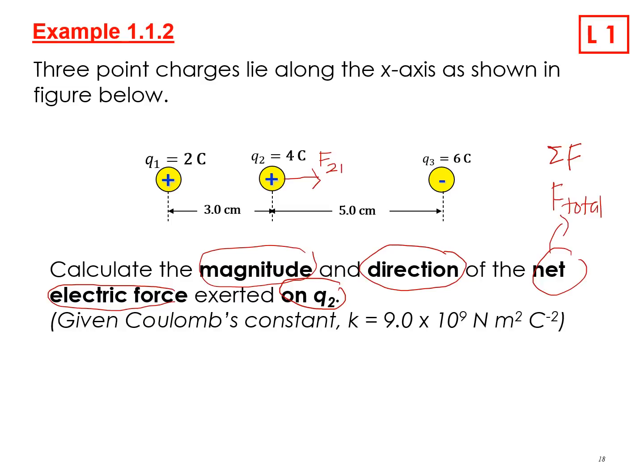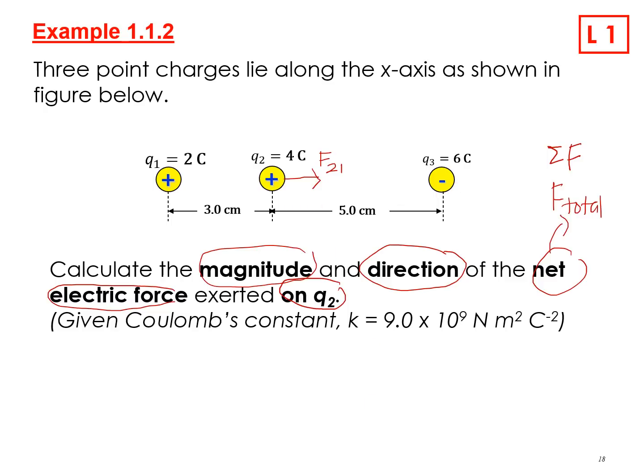How about the electric force on Q2 due to charge 3? You look here, Q2 is positive, Q3 is negative, so opposite charges. What will happen to Q2? Since they are opposite charges, Q2 will be attracted to Q3.